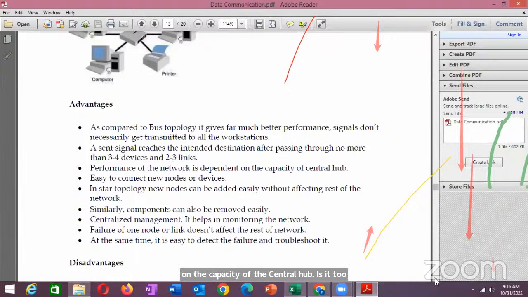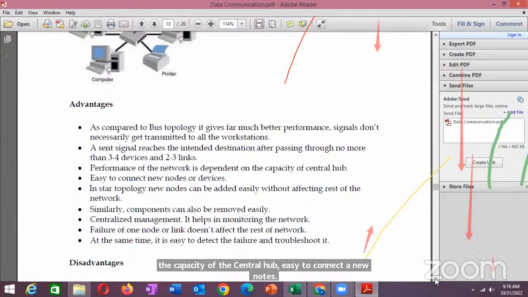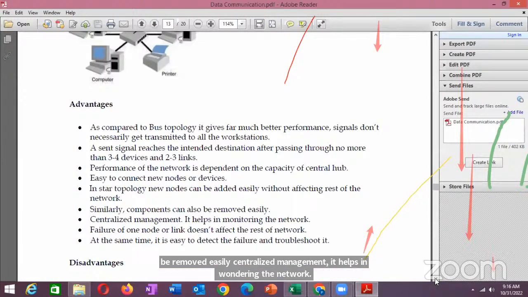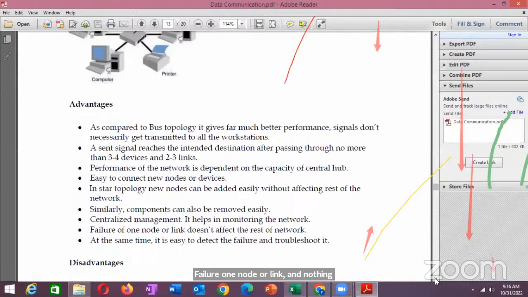Easy to connect new nodes, without affecting the rest of the network. Then similarly, components can also be removed easily. Centralized management helps in monitoring the network. Failure of one node or link doesn't affect the rest of the network. Then it's easy to detect the failure and troubleshoot it.